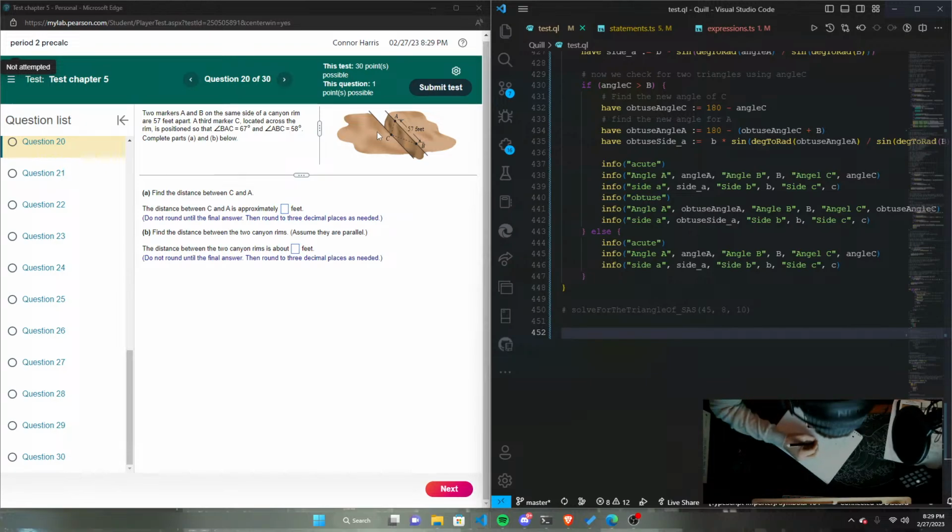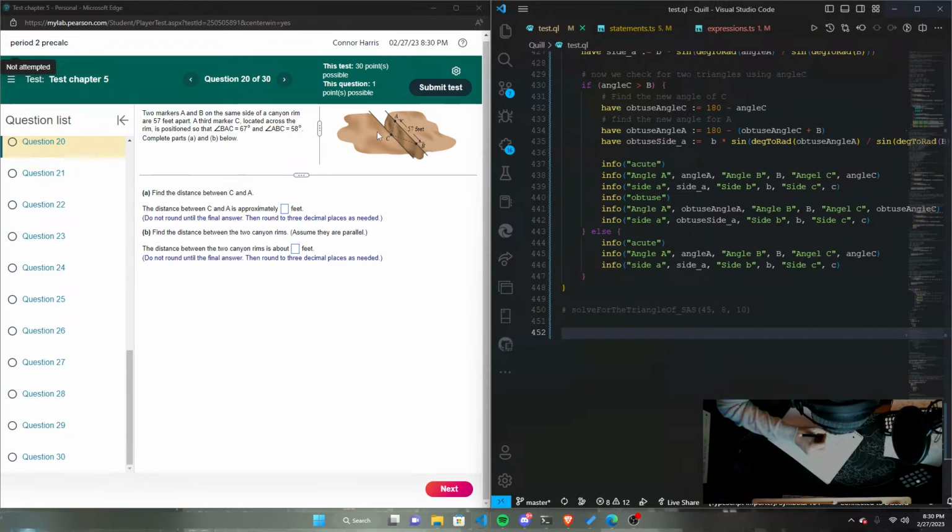So all we'd have to do is 180 minus our A plus our B to find our C. So it'd be 180 minus our A, which is 67, plus our B, which is 58. 67 plus 58 is 125, and 180 minus that would equal 55. Big brains. Yes, it would be 55. Alright, so now we have angle C.